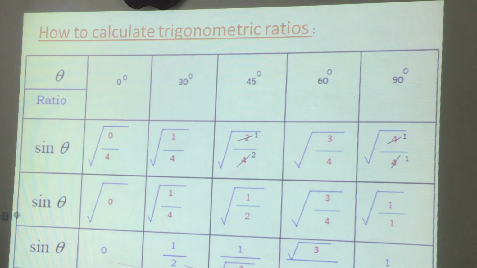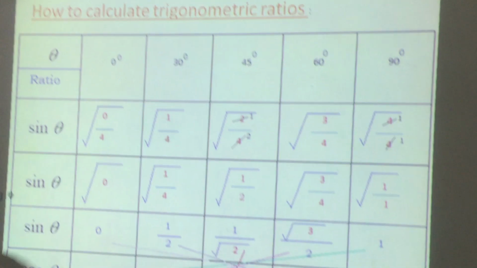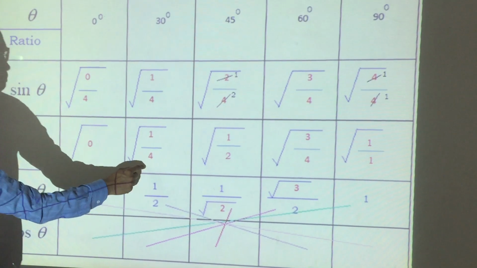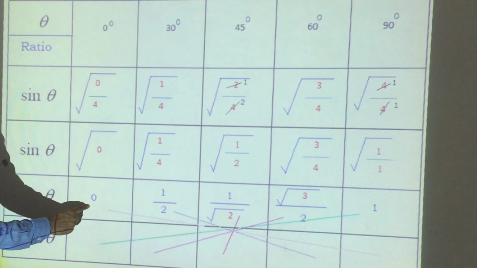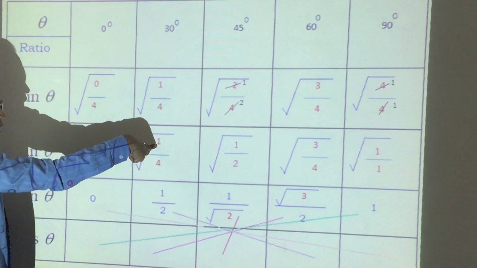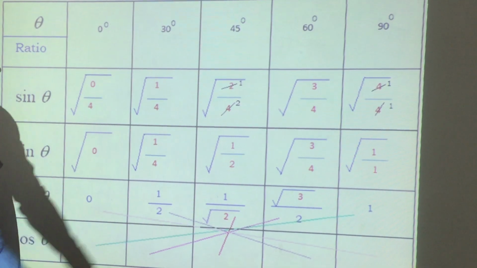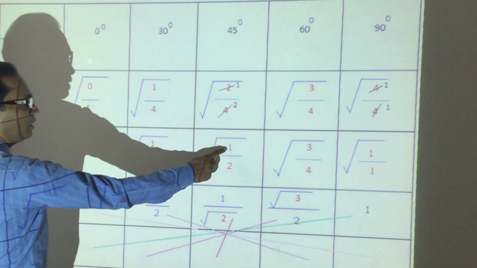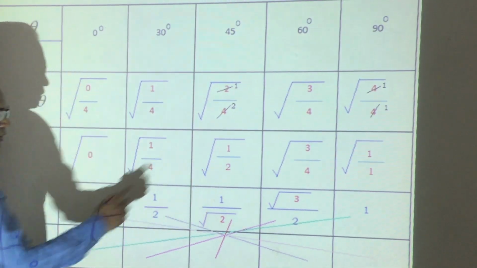Okay. So in the next slide I will explain to you how you will arrange. Now here you will take 0, square root 0. When you take square root of 1, it will be 1. When you take square root of 4, it will be 2. Got it? So here, square root of 1 is 1.